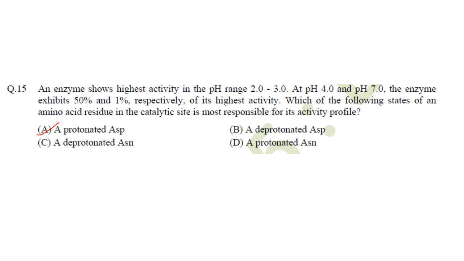So we will see the case of aspartic acid. It is having a pKa of 3.5. That is, it is largely protonated at pH 2 to 3 and is deprotonated as the pH increases. And the protonated form of aspartic acid is what is required for the catalytic site. So answer here is option A. At pH 4, it shows 50% activity, showing that about half of the residues are deprotonated, and at pH 7, it is having 1% activity, showing that most of the residues are deprotonated. So the answer here is option A.